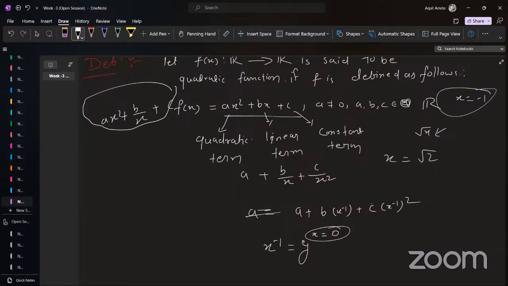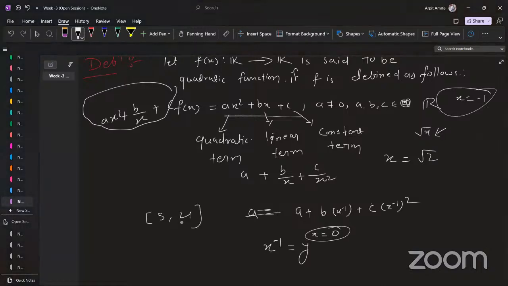Yes, sir. So sometimes we will reduce the domain, like we will say this function is defined in the domain 5, 4. Then we can say this function is behaving like a quadratic function, but we cannot say this is a quadratic function. You are getting my point? Though this function can behave like a quadratic function, it is not a quadratic function.